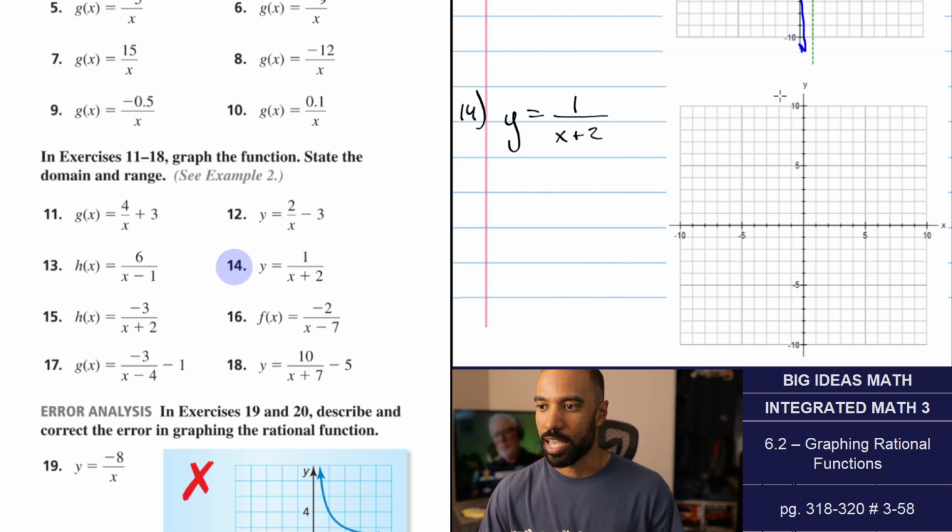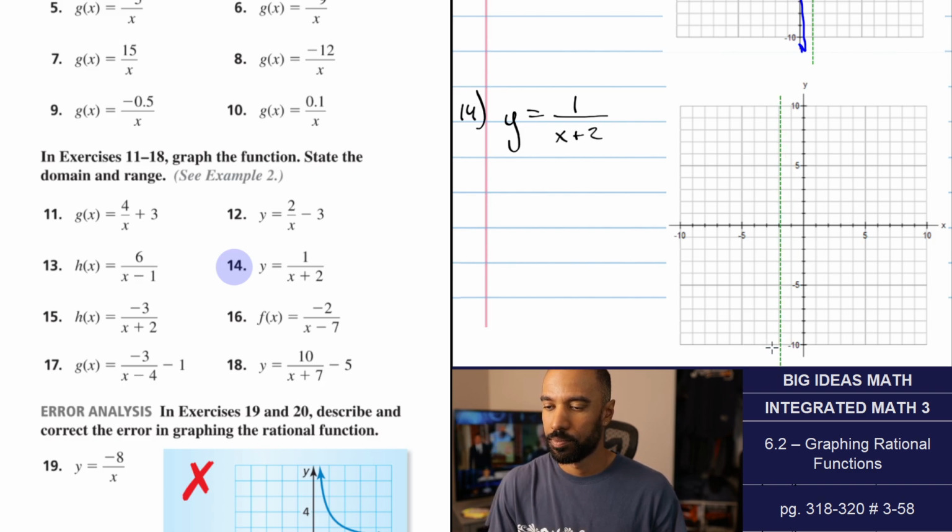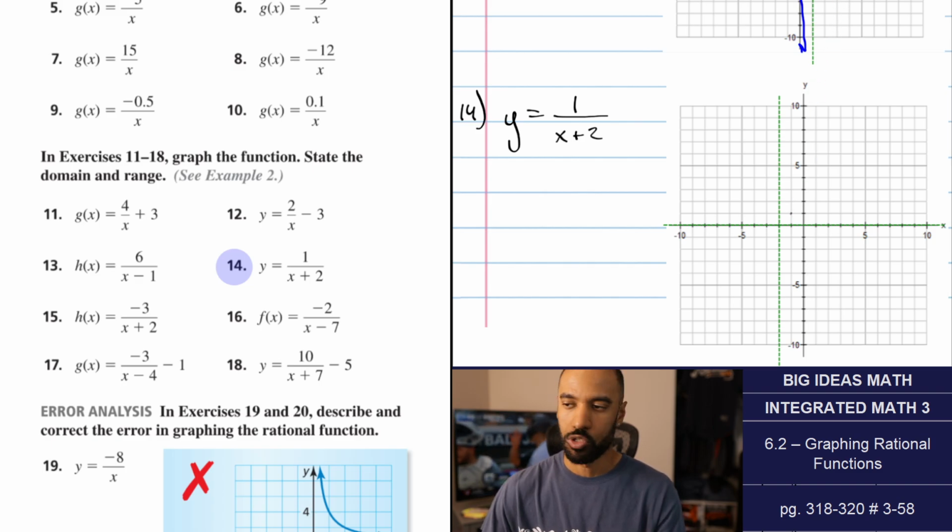Our vertical asymptote's at x equals negative 2 for that shift, right? Shift 2 to the left. So our domain is x can't equal negative 2, right? Keep that in mind. Y equals 0's here. We don't seem to have a vertical shift for that horizontal asymptote. 1 divided by 1.